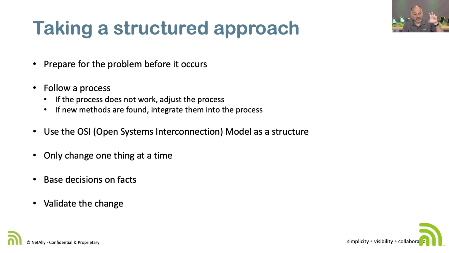Now, this means following a process. If that process doesn't work, we're going to want to adjust that process, and then we will go back, and if that process didn't work, we'll fix it, try it again. We'll keep working through that. We're going to use the OSI model, our Open Systems Interconnection model, as a structure for doing this.